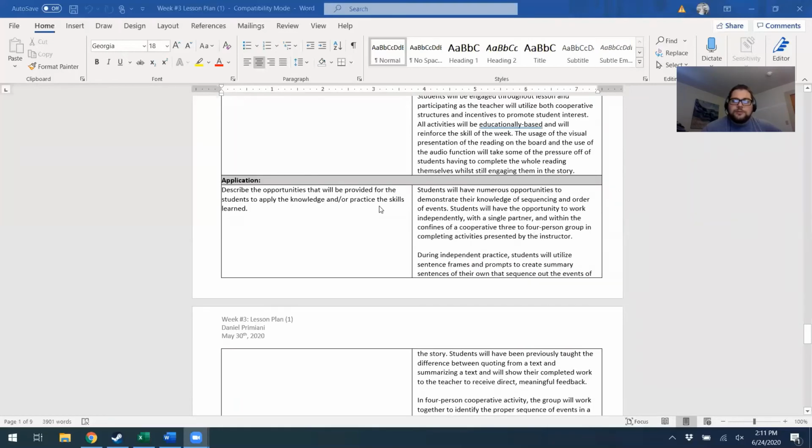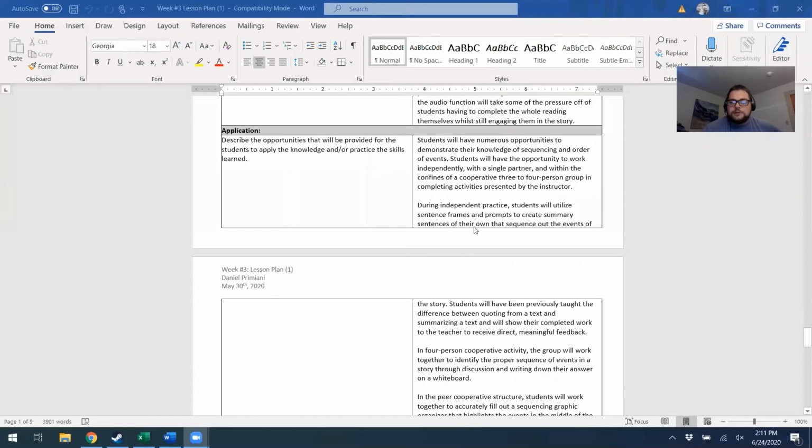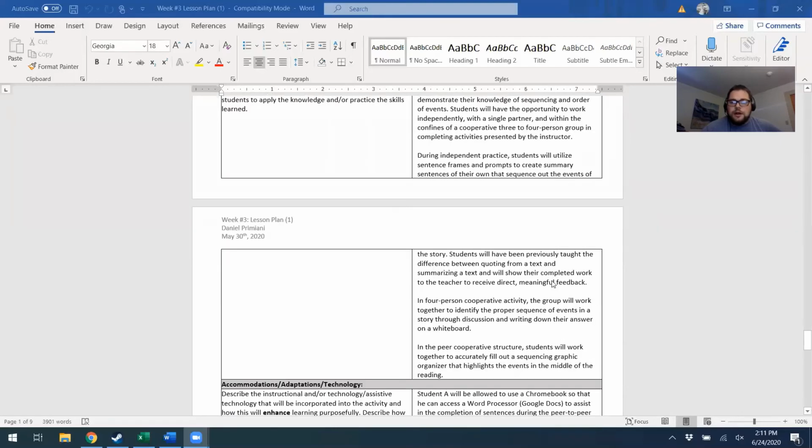What are the opportunities that will be provided for students to apply the knowledge? They're provided numerous opportunities. They have the opportunity to work independently, with a partner, or within the confines of a small group. During independent practice, they will utilize sentence frames and prompts to create summary sentences of the events, sequencing out the events of the story. They've been taught the difference between quoting from a text and summarizing a text, and they'll show their complete work to the teacher to receive direct, meaningful feedback.